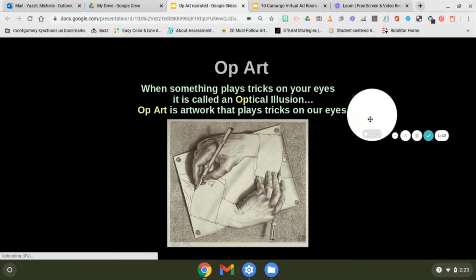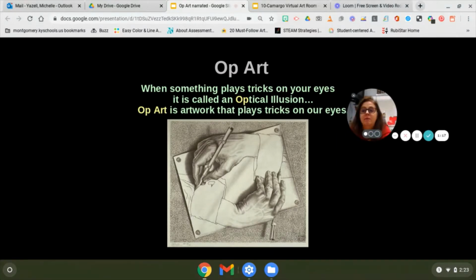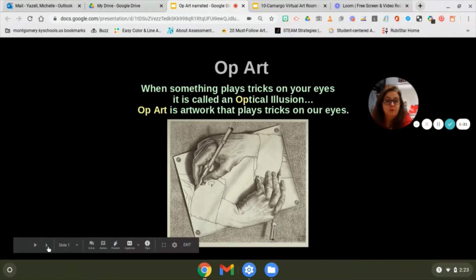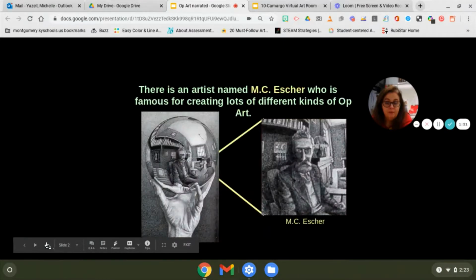When something plays a trick on your eye, it's called an optical illusion. Op art is art that tricks your eye. M.C. Escher is one of the most famous op artists. He created pictures that were all different kinds of illusions. This one is just a reflection of himself into a shiny ball, and that is very difficult to do because it's hard to draw something and make it look shiny.